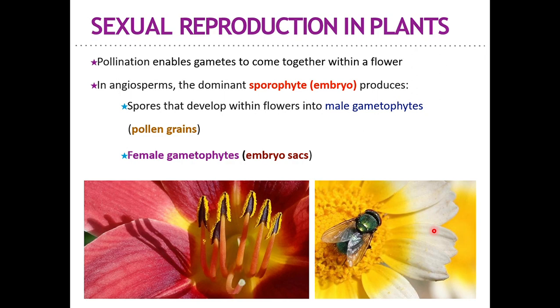Pollination enables gametes to come together within a flower. In angiosperms, which are the flowering plants, the dominant sporophyte produces spores that develop within flowers into male gametophytes, which are the pollen grains, as shown in this figure, and female gametophytes, which lie in the embryo sacs.